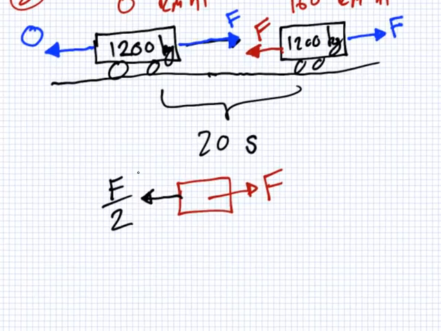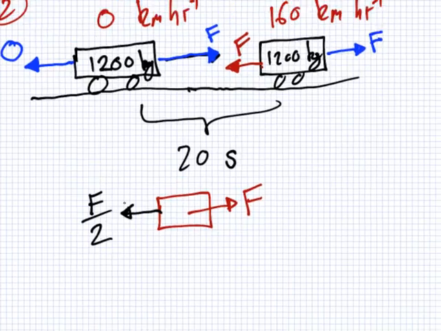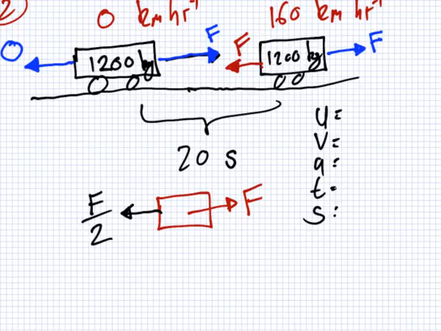Right, so now we can say SUVAT. We'll have to do some converting. Have you got that converted already? What is the U? It's 0. The V is 44.44. The A we would like to know, and the T is 20. V equals U plus AT.